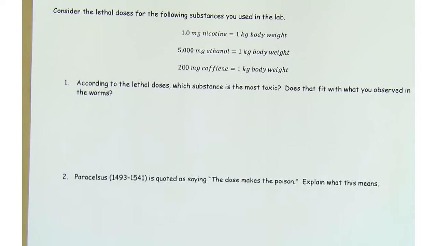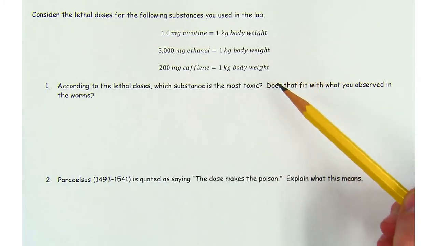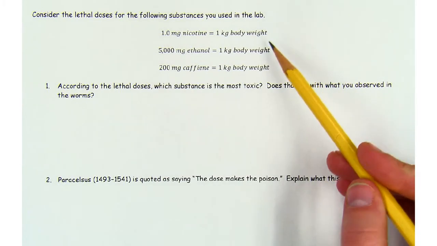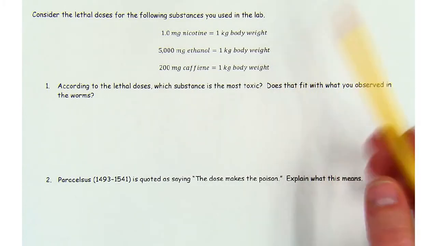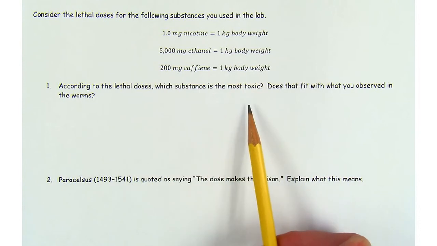All right. For the next page, okay, this is where we get into lethal dose again. So you're looking at the lethal dose for the 3 substances we tested on the worms: nicotine, ethanol, and caffeine. Now, according to the lethal doses for question 1, which substance is most toxic?